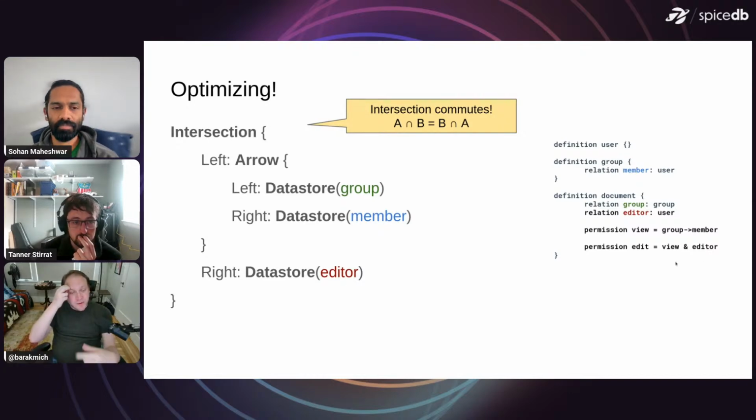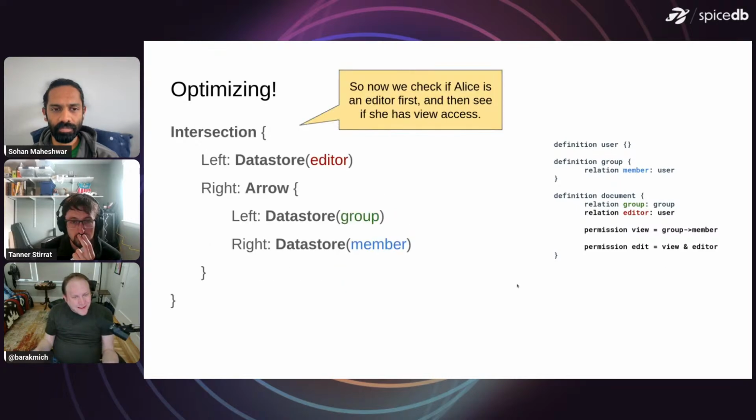And so the trick is knowing when to make this change, which is in the next slide, which is to say, boop, we want to just flip left and right for the intersection. Now we check the editor first, and then we check the arrow. And that's the kind of trick we're doing, right? So we're taking these trees and we're rebalancing them, or shifting them around, and doing other work on these query plans to make them more efficient. And that's kind of the goal.